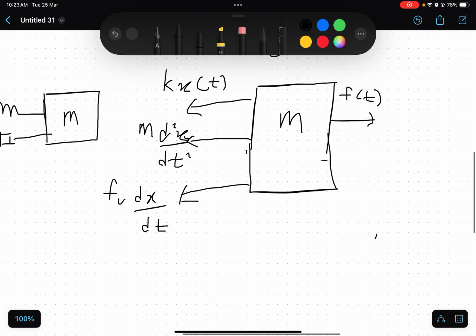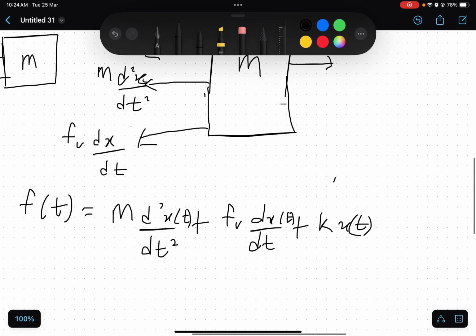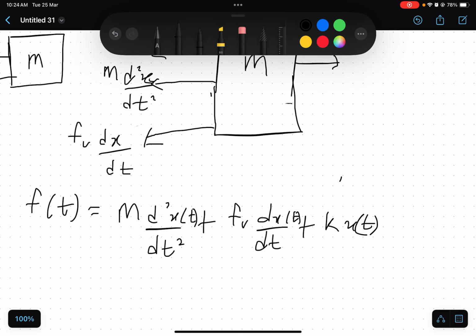So we can say that the equation of motion will look like this: f(t) equals m d squared x(t) over dt squared plus fv dx(t)/dt plus kx(t). Okay, so this is the equation of motion.